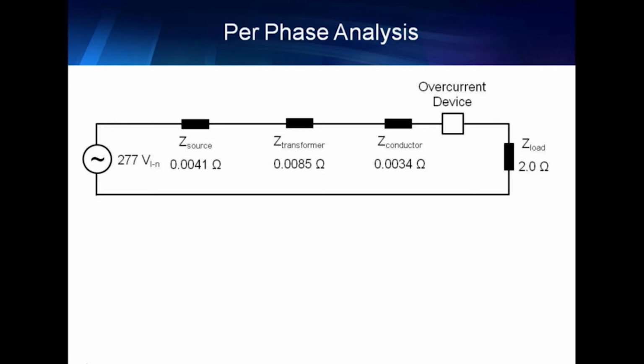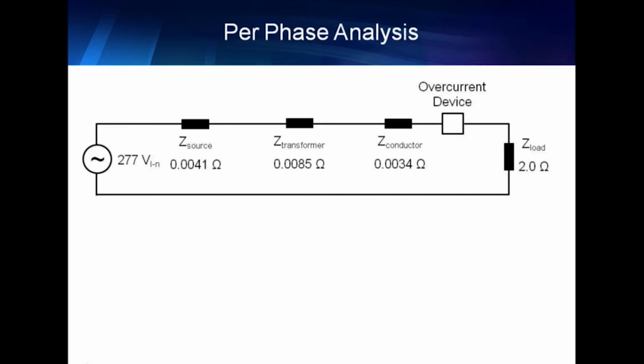Then the next one, the transformer, even though the transformers are normally in percent, I have this in ohms just for the sake of this particular problem, 0.0085 ohms. And then we have a conductor on the secondary side, a set of conductors, 0.0034 ohms. And then we have a load on the far right side, the impedance of the load, 2 ohms.